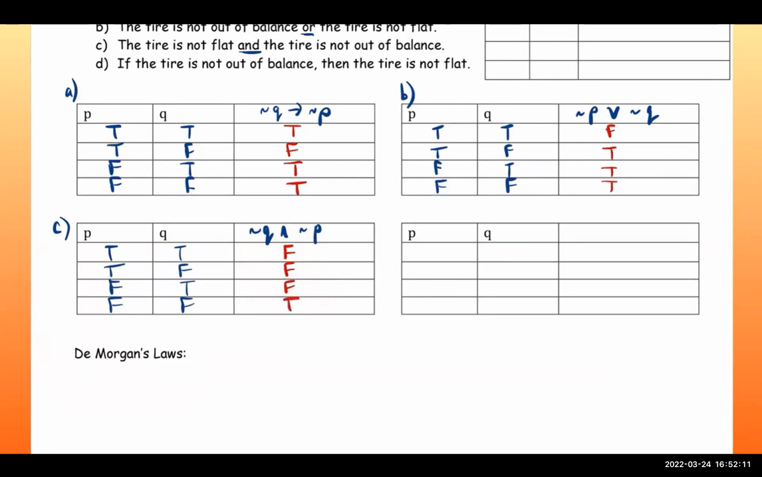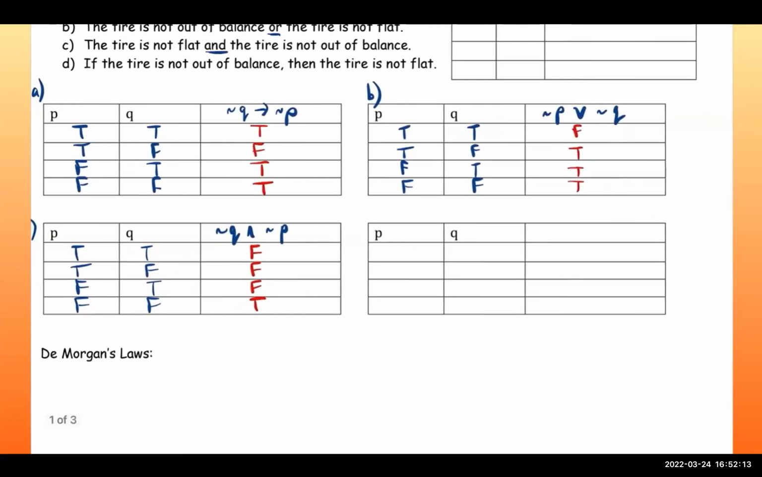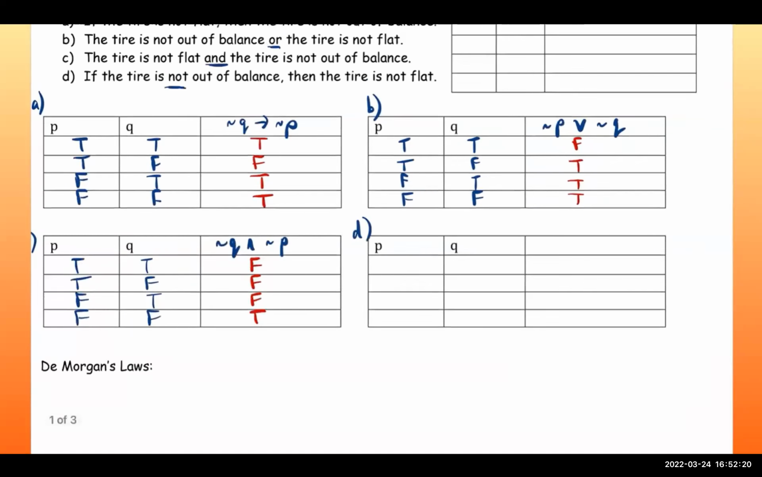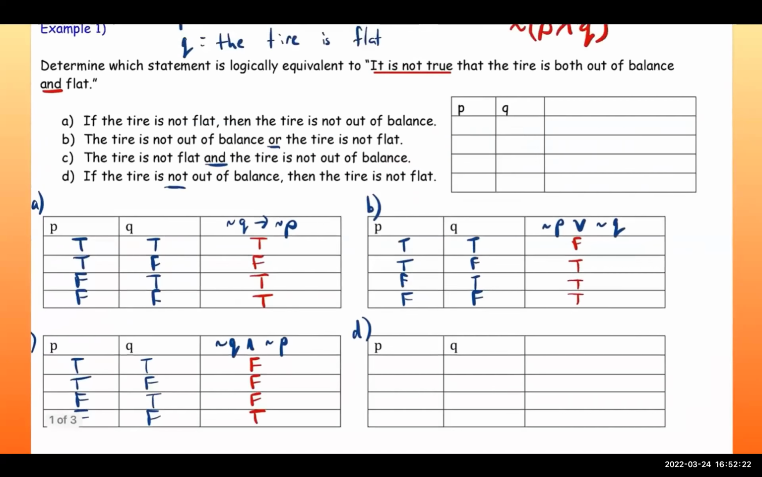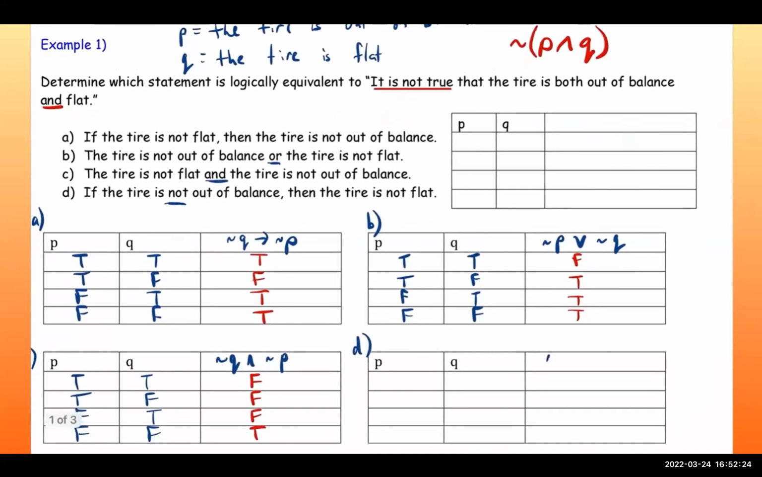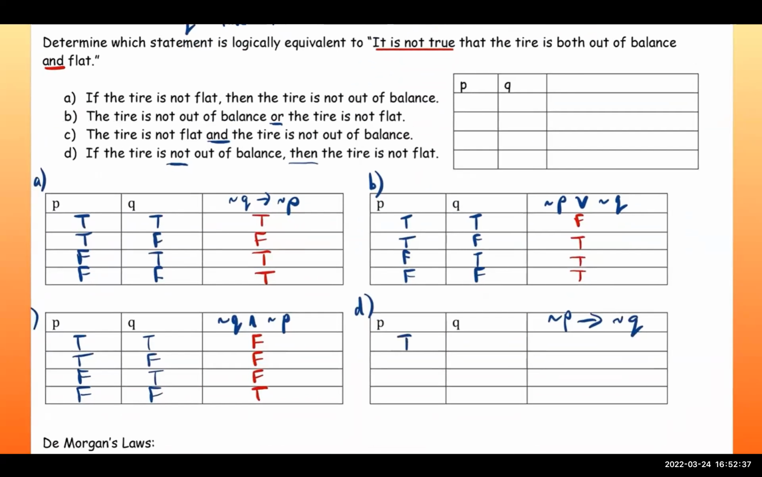All right, then the last one is part D. That says if the tire is not out of balance. So not out of balance would be not P. Then the arrow, the tire is not flat, not Q. Okay, so once again, true, true, true, false, false, true, false, false.